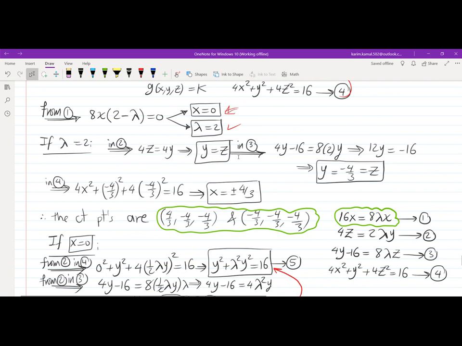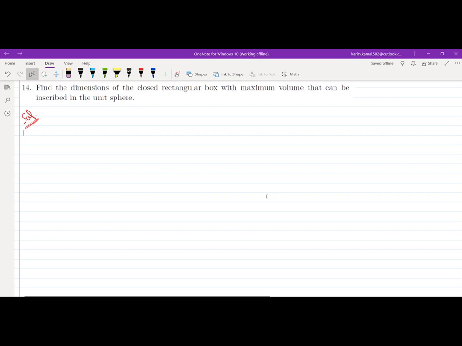And now problem 14, which is the last problem in this worksheet. It's also an application problem for Lagrange multiplier or maximum or minimum. Problem 14 states: find the dimensions of the closed rectangular box with maximum volume that can be inscribed in a unit sphere.